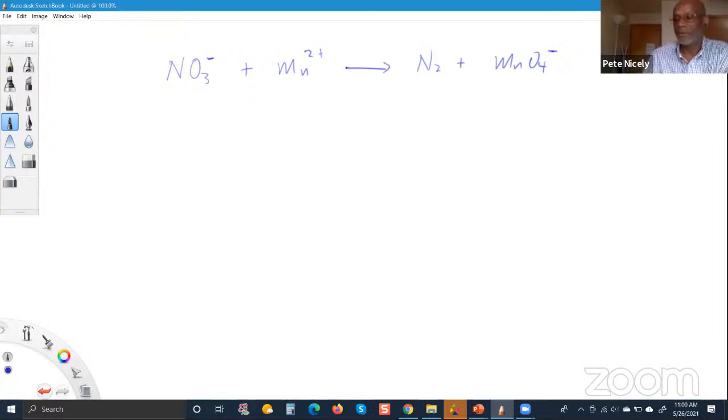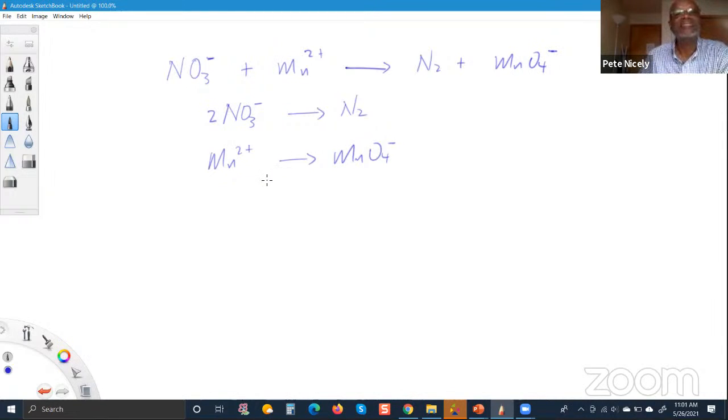So, all right, we're going to do this example here. Let's start off with the first step, which again is the separation into two half equations. So one half equation would be NO3 minus to form N2, and Mn2 plus to form MnO4 minus, all right? The next step is that we balance all atoms excepting oxygen and hydrogen, which means that for the first half equation, we need to put a 2 here to balance the nitrogens. And for the second half equation, we don't need to do anything.